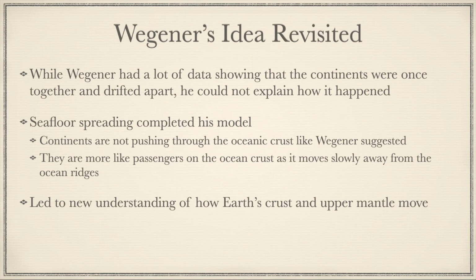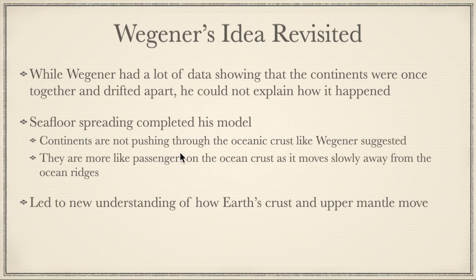So, Wegener's idea revisited. While Wegener had a lot of data showing that the continents were once together and drifted apart, he could not explain how it happened. So he had all the evidence showing that, yeah, they were connected, but he couldn't explain how. So his idea was kind of rejected. Now, seafloor spreading completed his model. So this created a mechanism for continental drift.